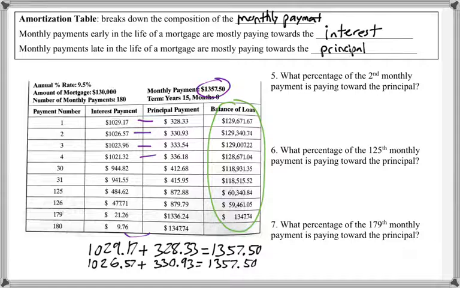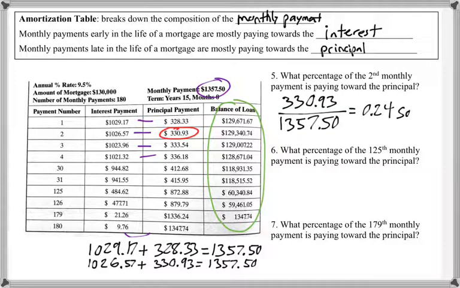So question number 5 says, what percentage of the second monthly payment is paying towards the principal? So we want to take the $330.93 and see what percentage of the monthly payment is paying towards the principal. So I need to take that number and divide it by the monthly payment. And this is equal to 0.24. So that would be 24%.